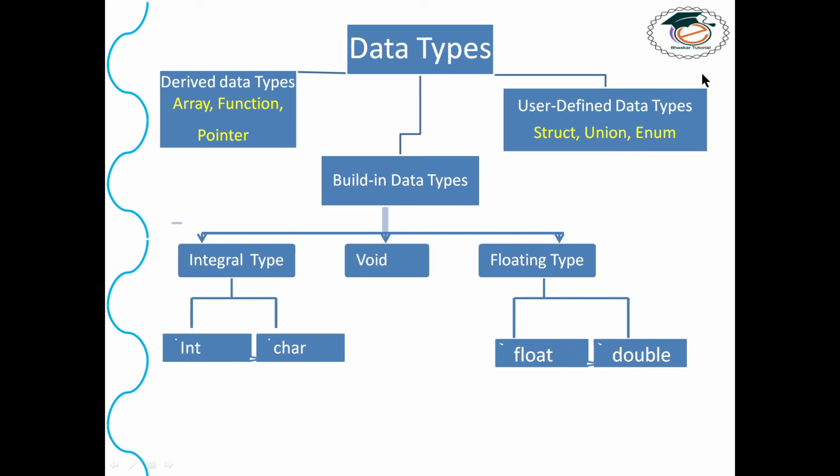Just keep this sequence in mind, or you can make a note by keeping a screenshot. This derived data type is also divided into three types: array, function and pointer. The user defined data type is also divided into three forms: structure, union and enum. Basically there are three data types, and they have been classified into different parts again.